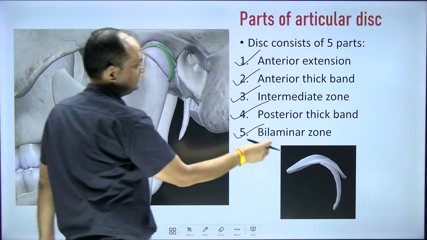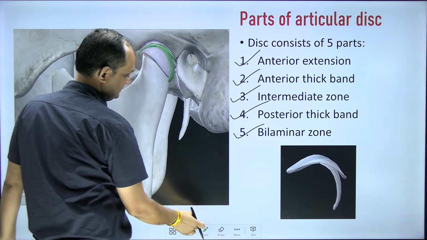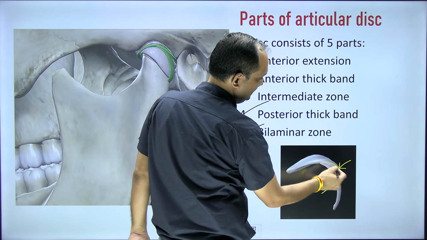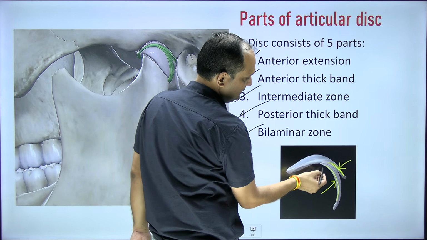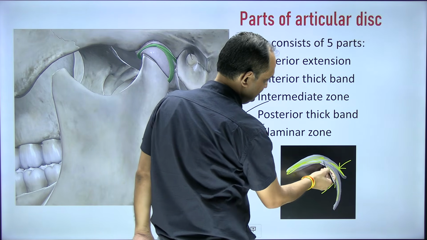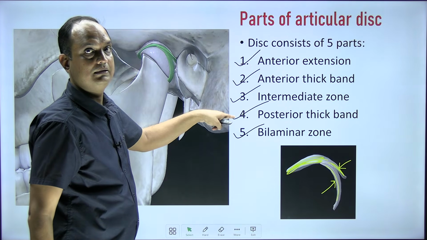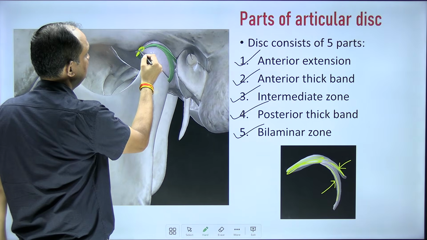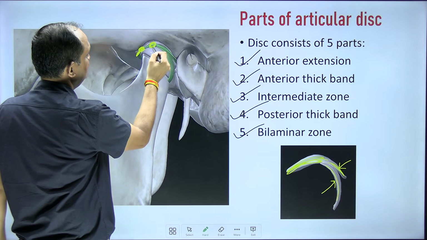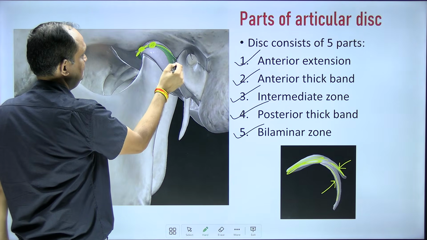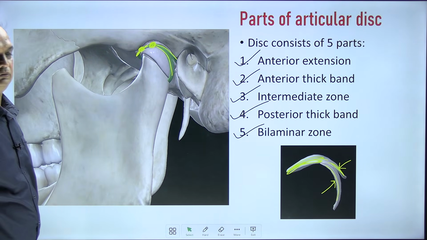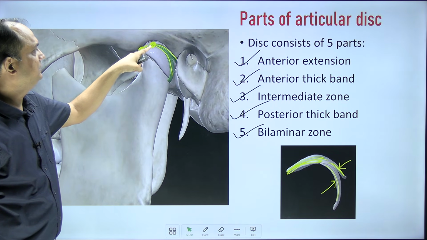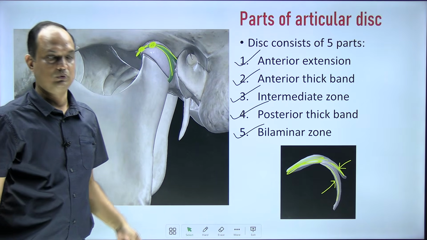Now if you isolate the disc, you can see that this is the shape of the disc, where you are able to see that this is the bilaminar area, this is the upper lamina, and this is the lower lamina, and anteriorly this part of the disc has these 4 parts. So this is the anterior extension, then you have the anterior band, this is the posterior band, this is the intermediate area, and these are the 2 laminae of the disc. So what are the 5 parts? Anterior extension, anterior band, intermediate area, posterior thick band, and the bilaminar zone.